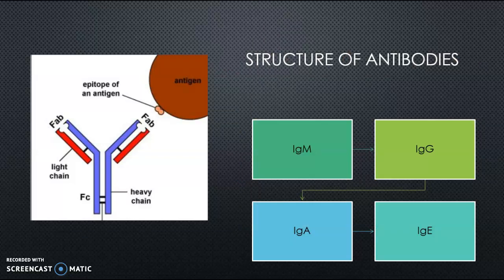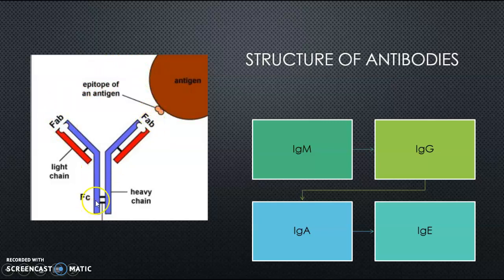Antibodies are soluble proteins made by B cells in response to exposure to non-self antigens. These antibodies are made of 4 polypeptides that form this Y shape. They have 2 light chains and 2 heavy chains. This region up here is known as the Fab region. This binds to a specific antigen, as you can see here.